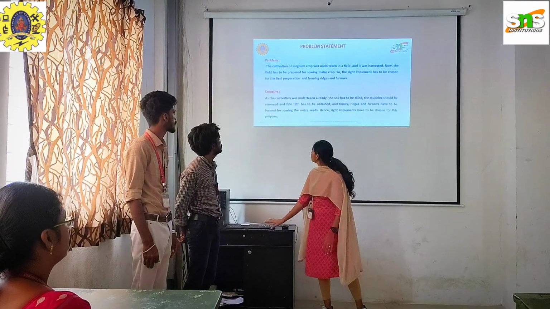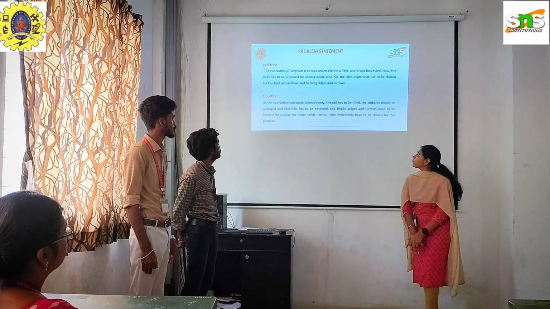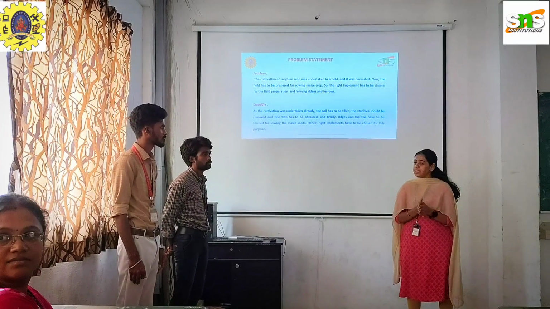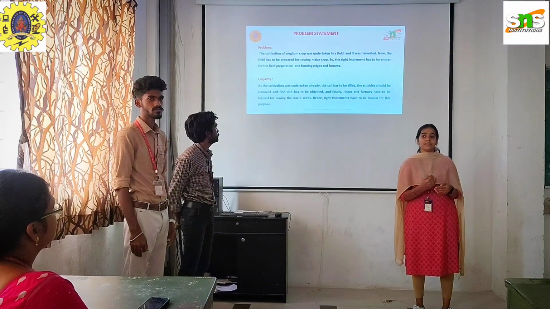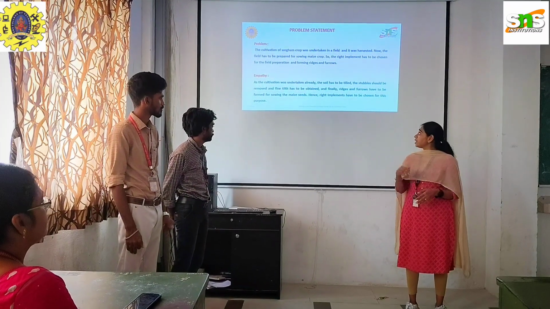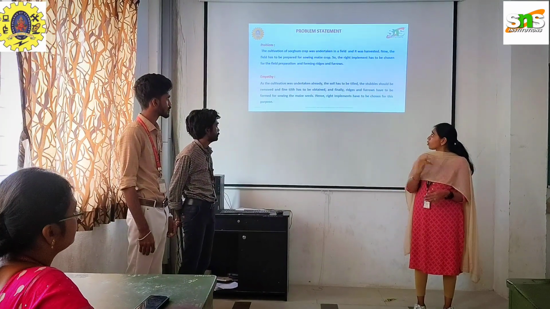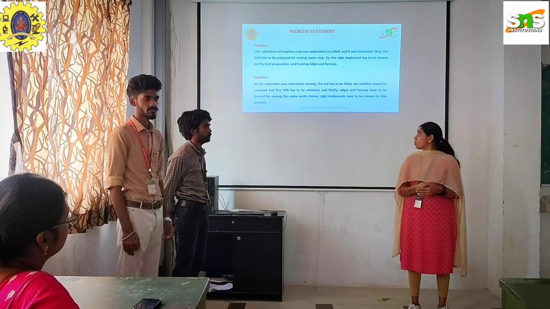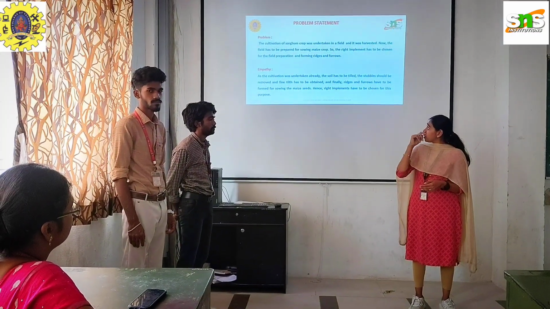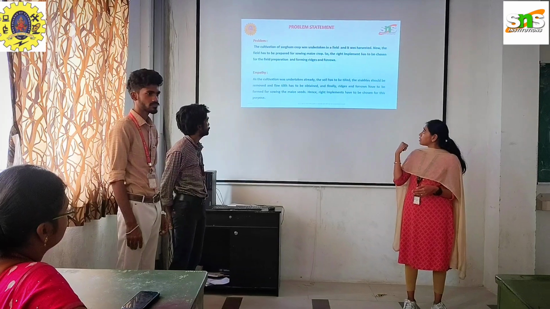Empathize. So the problem: the land has been taken. It was cultivated with sorghum crop. After 120 days, the sorghum crop has been harvested. Then the farmer has to sow the maize crop. Maize crop takes 80 to 90 days to harvest. So here he was preparing the field and forming ridges and furrows.